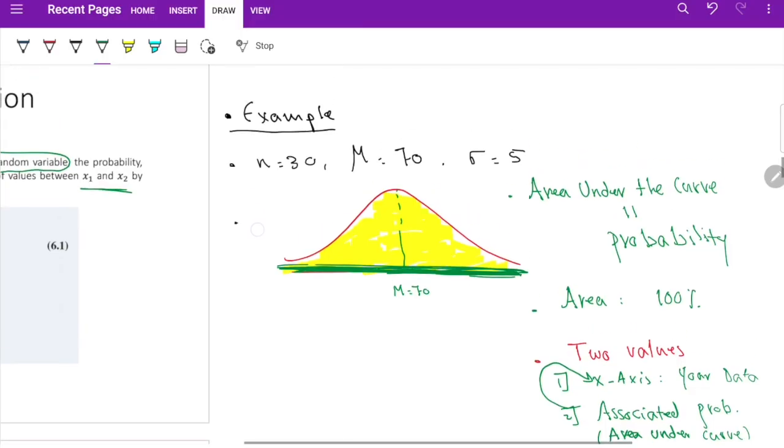Now, let's go back to the example. So the area under the curve is 100%. The mean is in the middle. That means, technically, it's clear that 50% of the area is on the right-hand side and 50% of the area is on the left-hand side of the mean. This is perfect. This is clear.